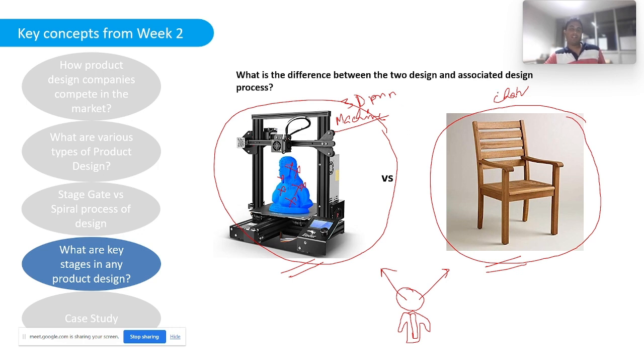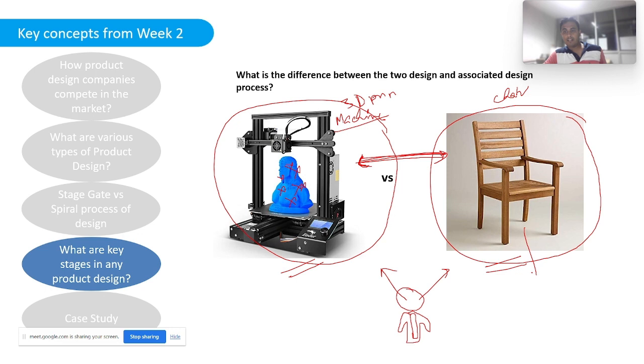Okay. So why I'm asking this is because these are related to the two design processes that we learn. Both are products, both are physical products. Sometimes some physical products also behave like a virtual product, so this is an example.